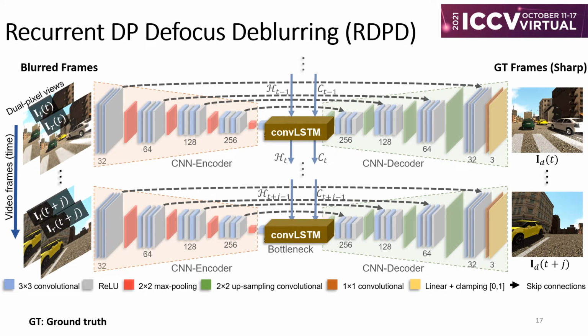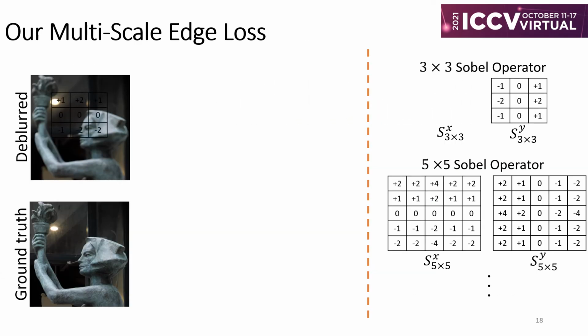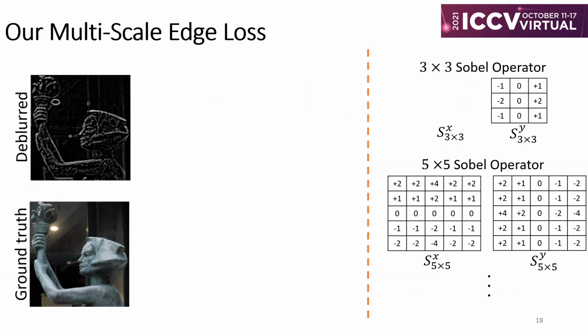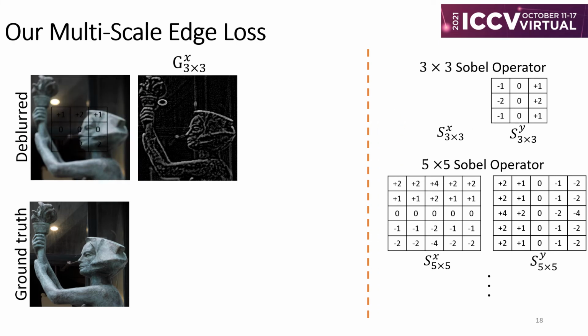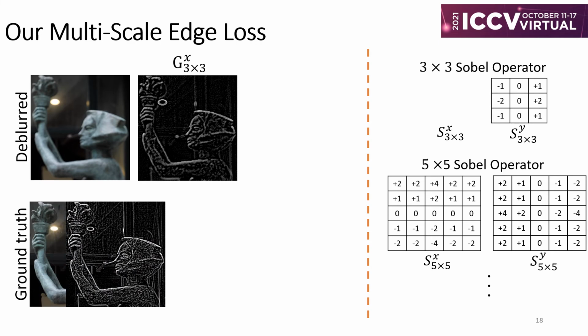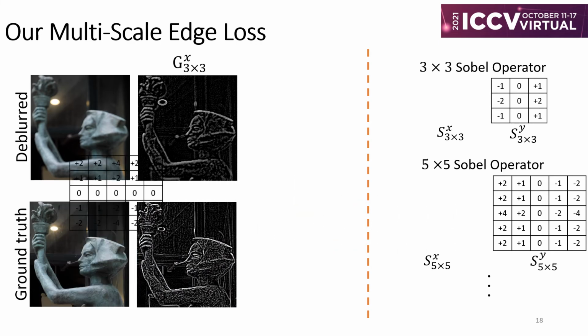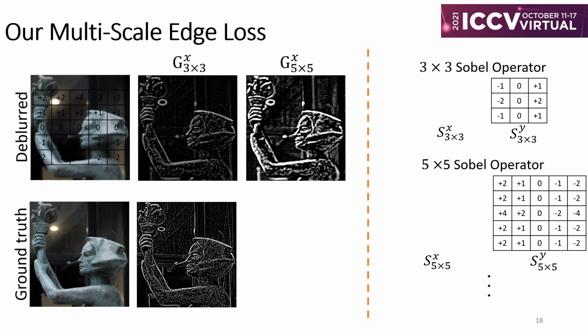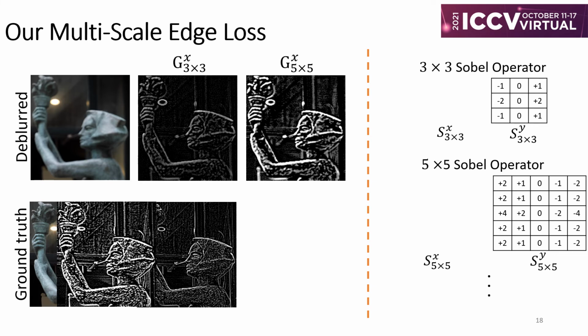We picked convolutional LSTM over other recurrent options as it keeps our network fully convolutional and helps in learning long-term time dependency in the image sequence. In addition to the traditional L2 loss between the RDPD output and the ground truth, we also penalize image gradients for multiple operator directions and scales as animated here. Our new multi-scale edge loss encourages the proposed model to better learn restoring sharp edges and high frequencies.